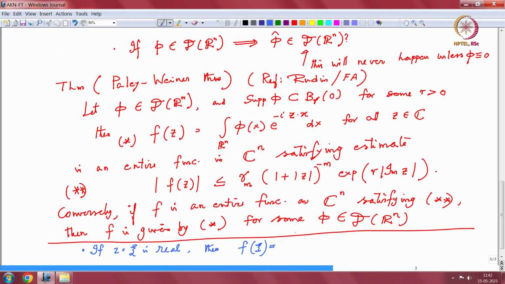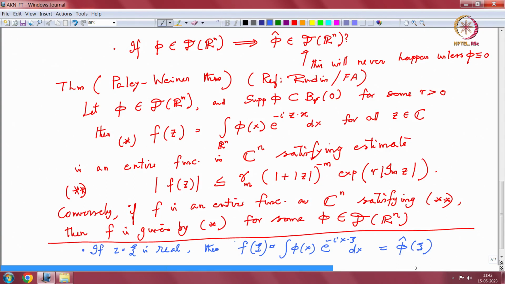is equal to the integral of phi of x e to the power minus i x dot xi dx. This is nothing but, except for the constant. If you used a constant, that constant can be merged with the phi also. That will not affect that one. Okay. So it does not matter. This is nothing but phi hat of xi.